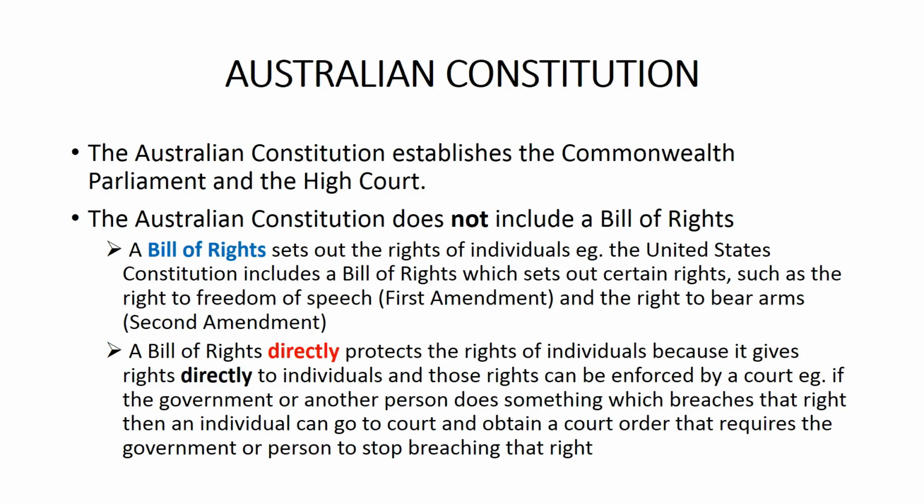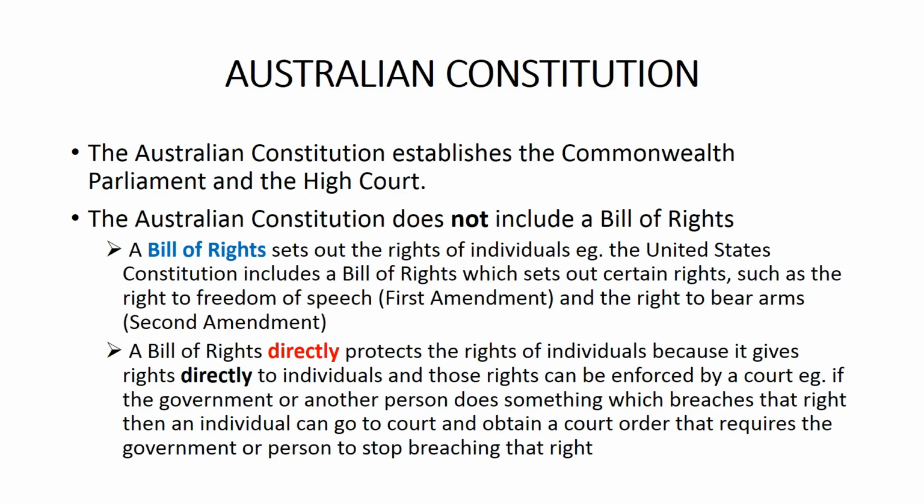As set out in the learning intention, in this video we are looking at how the Australian Constitution protects rights. A constitution is a piece of legislation that establishes the political and legal systems for a country. In Australia we have the Australian Constitution, and it establishes the Commonwealth Parliament and the High Court. Some constitutions, such as the United States Constitution, also include a Bill of Rights. However, the Australian Constitution, unlike the United States Constitution, does not include a Bill of Rights.